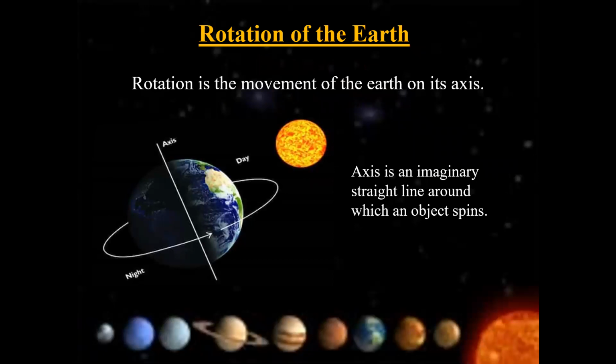The first motion is the rotation. What is rotation? Rotation is nothing but the movement of earth on its axis. What is an axis, class? Axis is an imaginary straight line around which an object spins. So, axis is nothing but an imaginary line which passes from North Pole to South Pole and around which the earth spins.